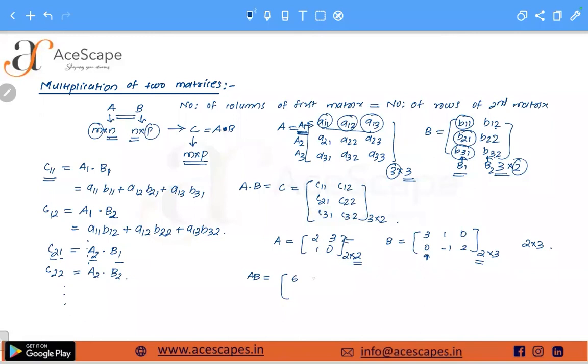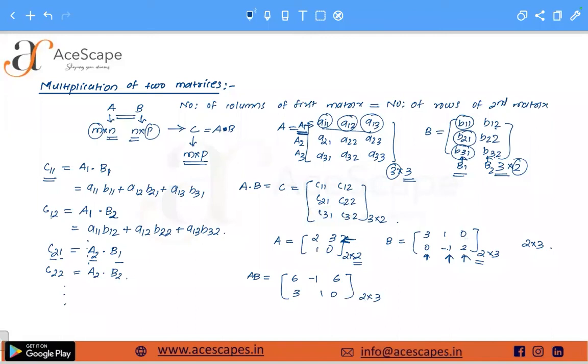And what will be the next element? We multiply this row with this column. It should be 2 into 1 plus 3 into minus 1, which will be minus 1. Similarly, we multiply this row with this column, which gives the third element, 2 into 0 plus 3 into 2. When we calculate it all, it gives this matrix, which is a 2 by 3 matrix, 2 rows and 3 columns.